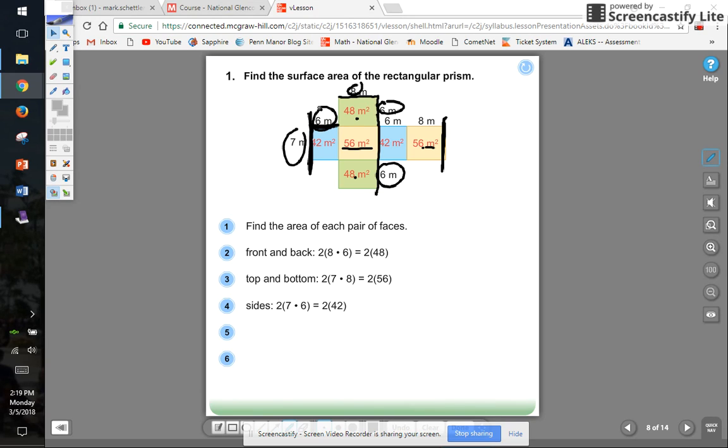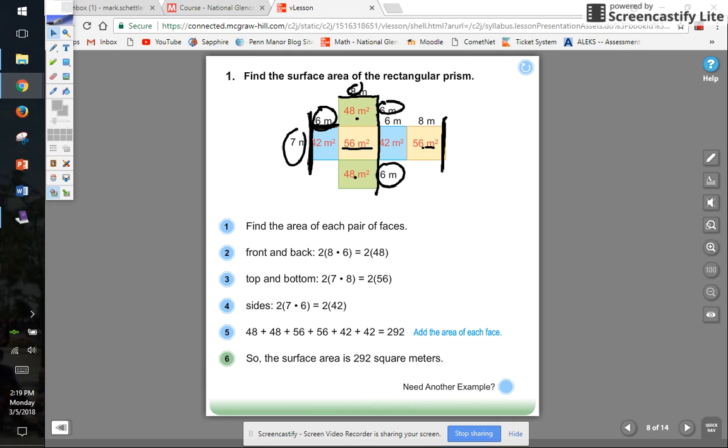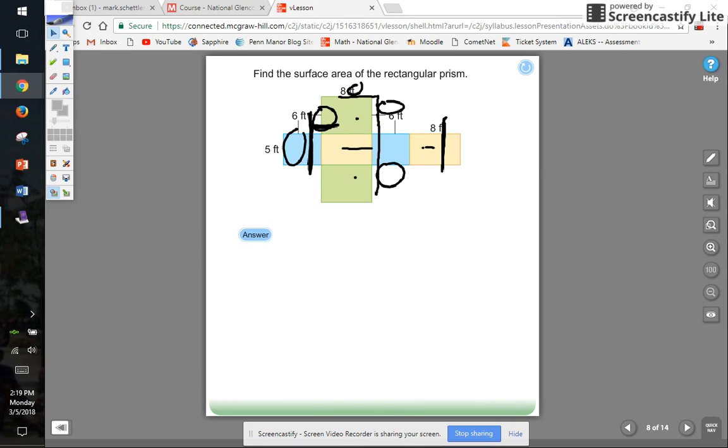Then, with my calculator or an amazing brain, I simply add up all those numbers, and it comes out to 292. That's the surface area of all those shapes, which means that the surface area of this shape is 292 square meters. That's how you do surface area of a rectangular prism with a net.